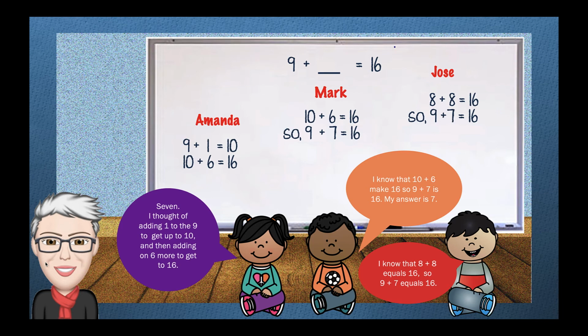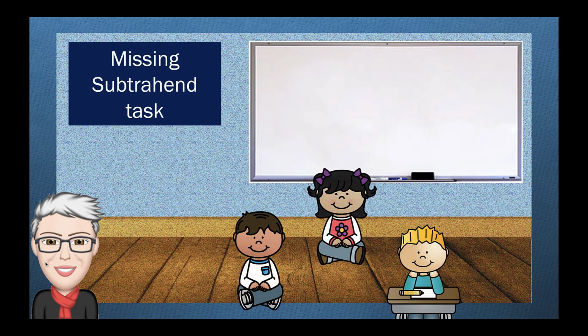How might children solve a missing subtrahend task at this point in the instructional sequence? Let's use 14 minus blank equals 8 as an example. The least sophisticated solution is to count down. Let's take a look at non-counting solutions, since they are the focus of this instructional sequence.